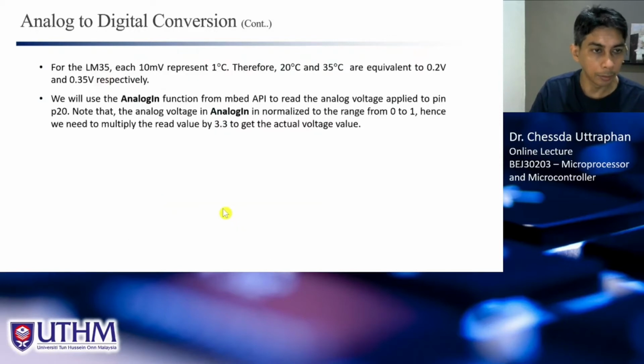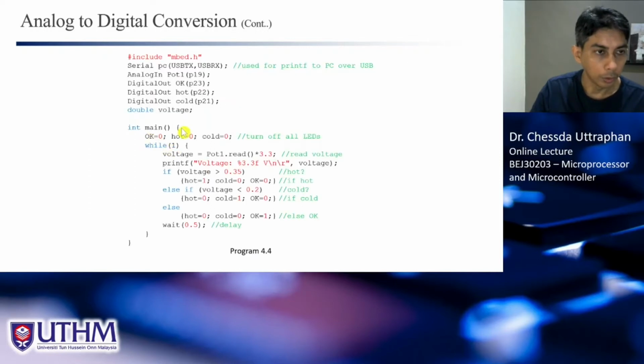And one thing to remember is that the analog in function that we use in Embed is normalized from 0 to 1. That means the minimum value is 0 and the maximum value is 1 when we read the analog value from this analog in function. So we use the analog in function here to read the analog pin to the variable.